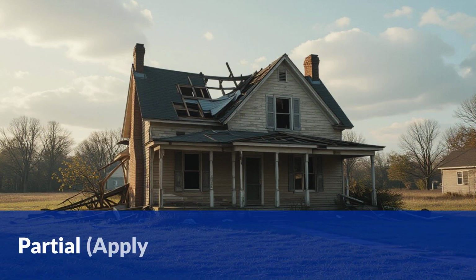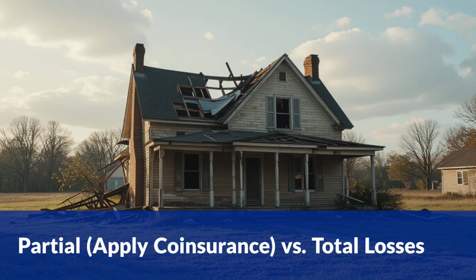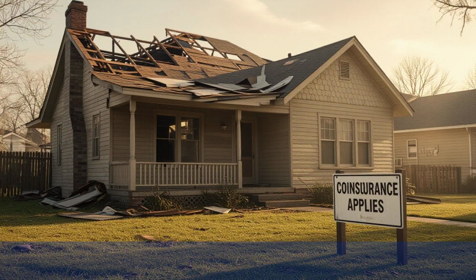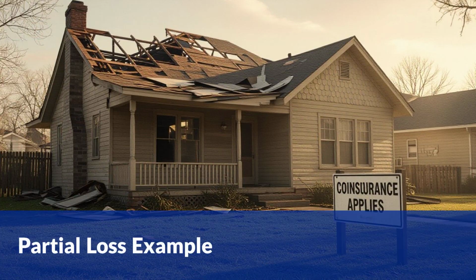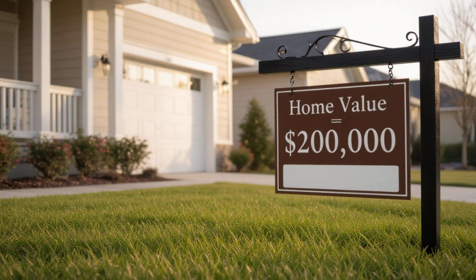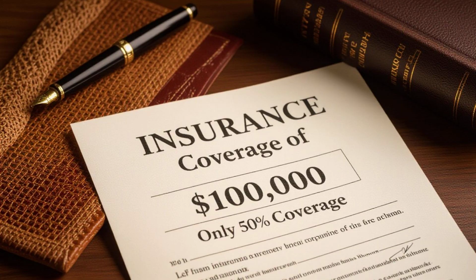Yes, there is a loss, but that is the policy limit. Partial losses are far more common than total losses. These losses are where the coinsurance provision will apply. Let's look at a partial loss example. Don't forget coinsurance applies. Home value equals $200,000. Insurance equals $100,000, only 50% insured.